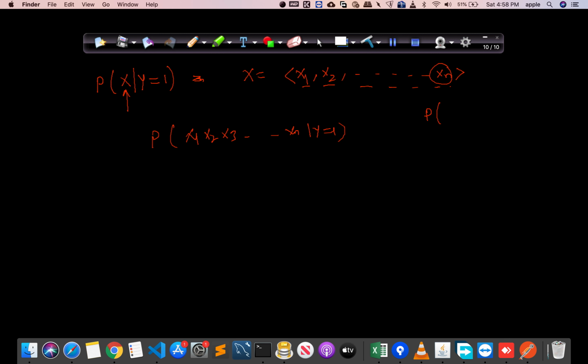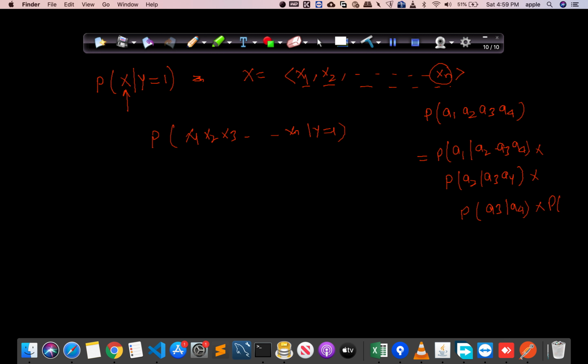Suppose we have something like this: a1, a2, a3, a4. If we want to know the probability of this, we write the formula as probability of a1 given a2 till a4, that is a3 here, multiplied by probability of a2 given a3, a4, multiplied by probability of a3 given a4, and multiplied by probability of a4. So same thing here. And by probability of a1, a2, a3, a4 we mean the probability of a1 intersection a2 intersection a3 intersection a4.